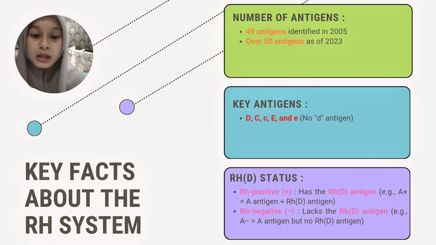For the Rh-D status, we have two, Rh positive and Rh negative. For Rh positive, we have the RhD antigen. Example, A positive equals A antigen plus RhD antigen. For Rh negative, it lacks the RhD antigen. Example, A negative equals A antigen but no RhD antigen.